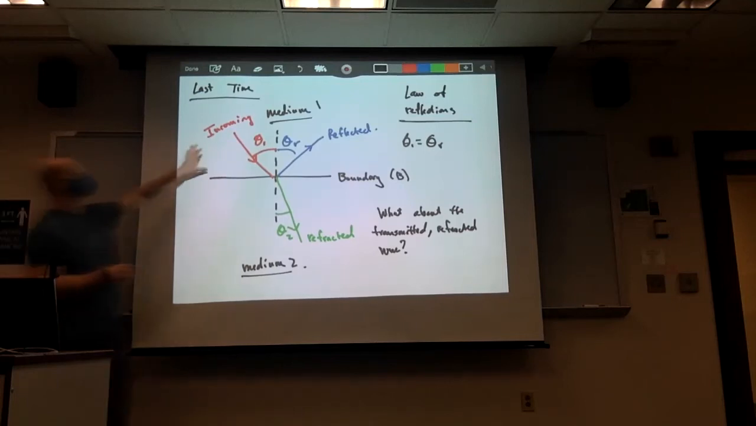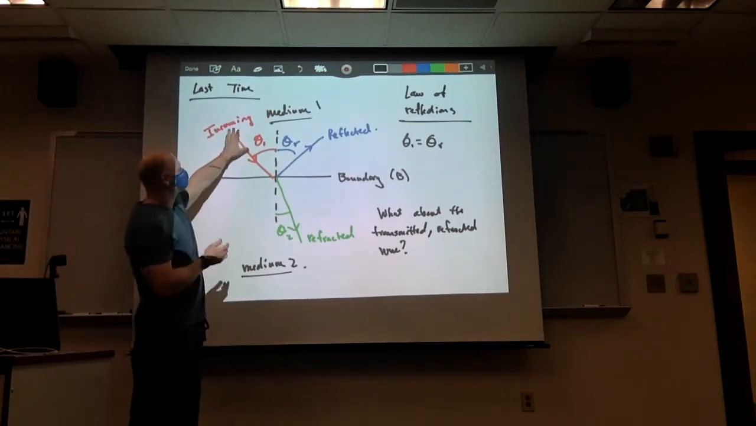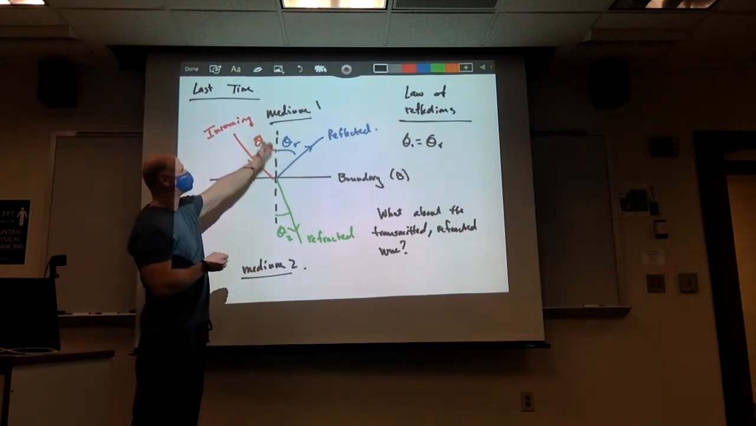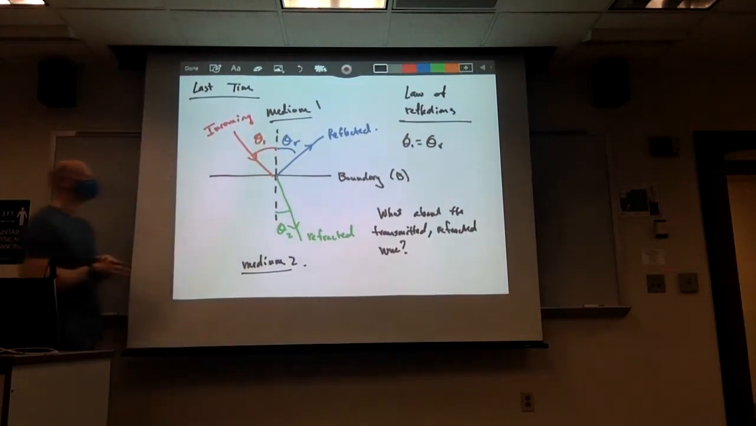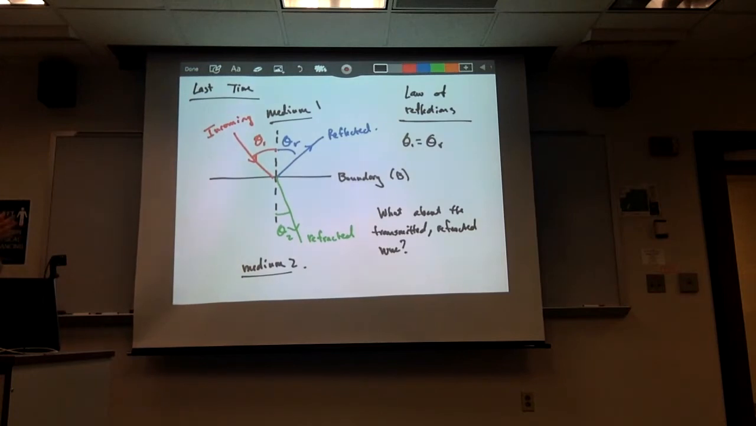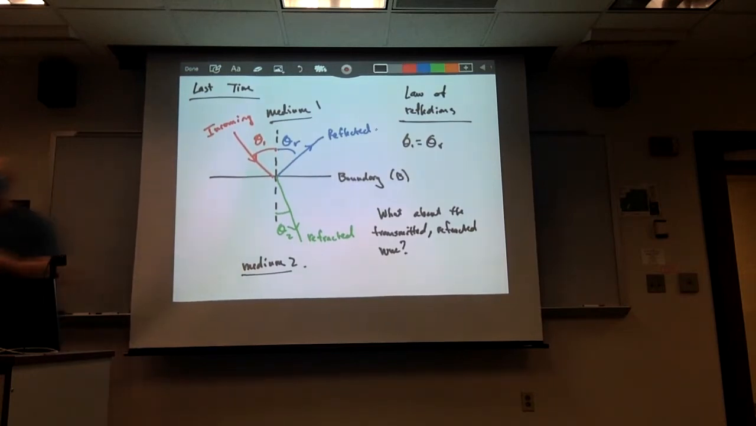Last time we only looked at the reflected part, and what we said was that for the reflected part, we have our incidence angle, which is the angle relative to the normal line, and the reflected angle, also relative to the normal line, is simply equal to the same thing. So the angle of incidence is equal to the angle of reflection, always. That's about as far as we got in that case.